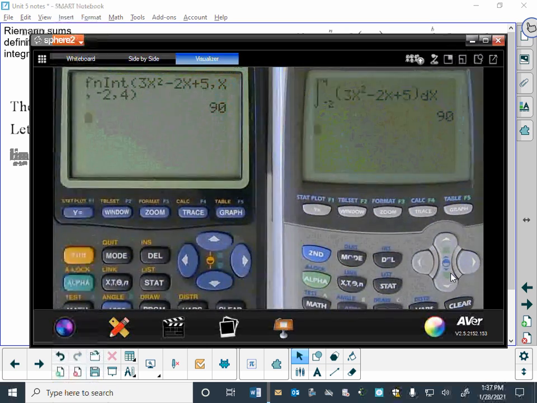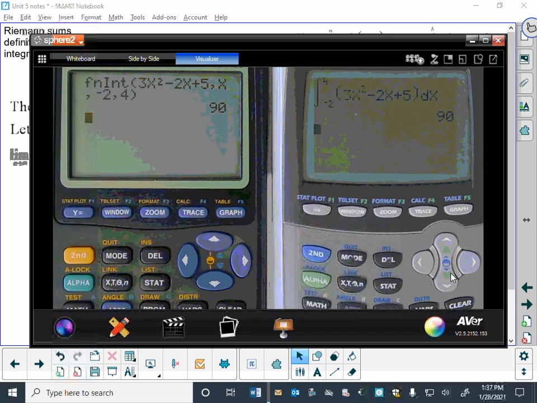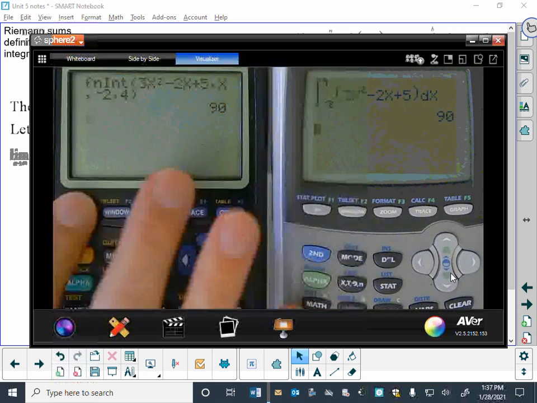Gives me an approximation of 90. That's probably the exact answer. Okay, this does a pretty good job, and we'll figure out by the end of this chapter which approximation method the calculator actually uses to come up with these. Okay, that's one way to do it with the calculator.